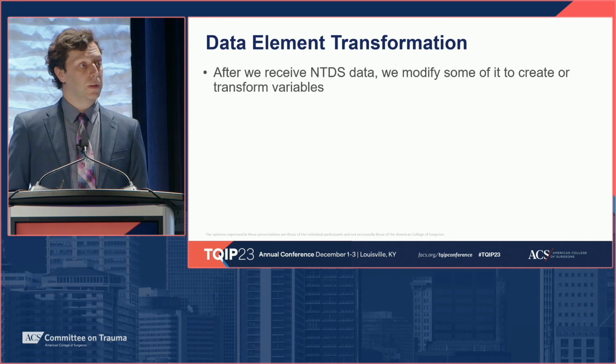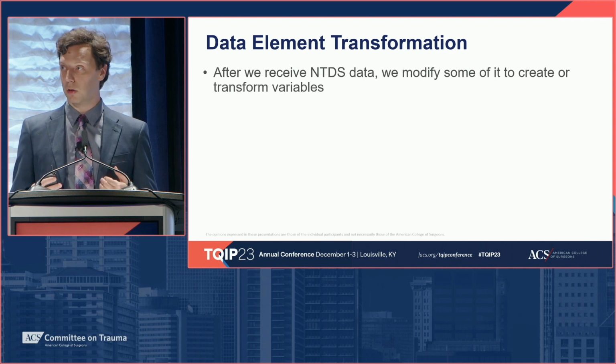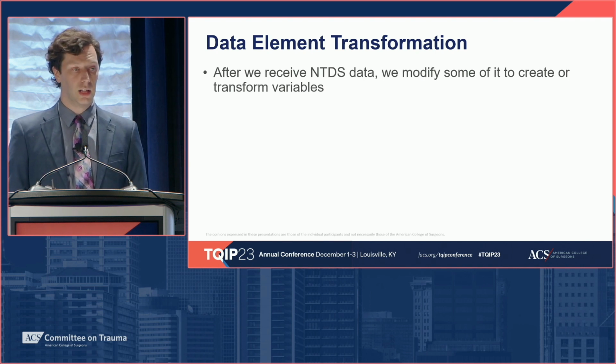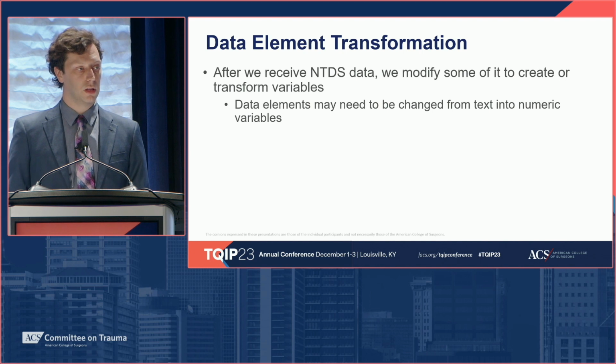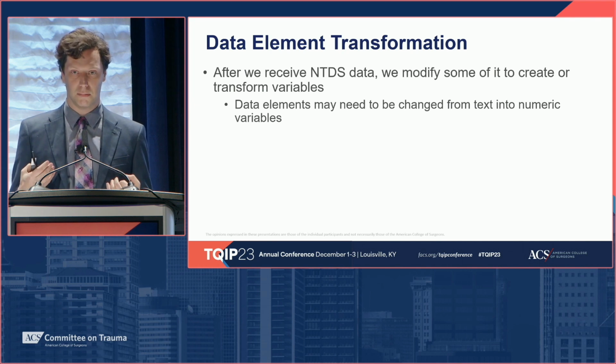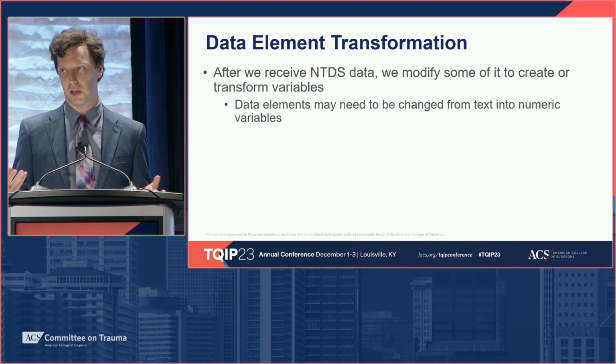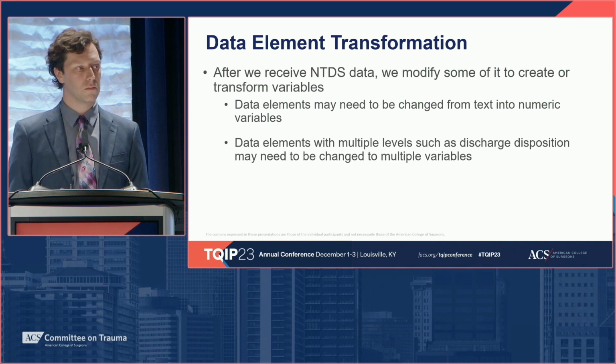After we receive the NTDS data, we have to modify some of it to transform it into the variables that we use in our statistical processes. Some of this is relatively straightforward. We have to change text into numbers. We're statisticians, we like numbers. Our models run on numbers. Our tables are all about numbers. So if something's yes or no, we have to change that to a 1 or a 0.